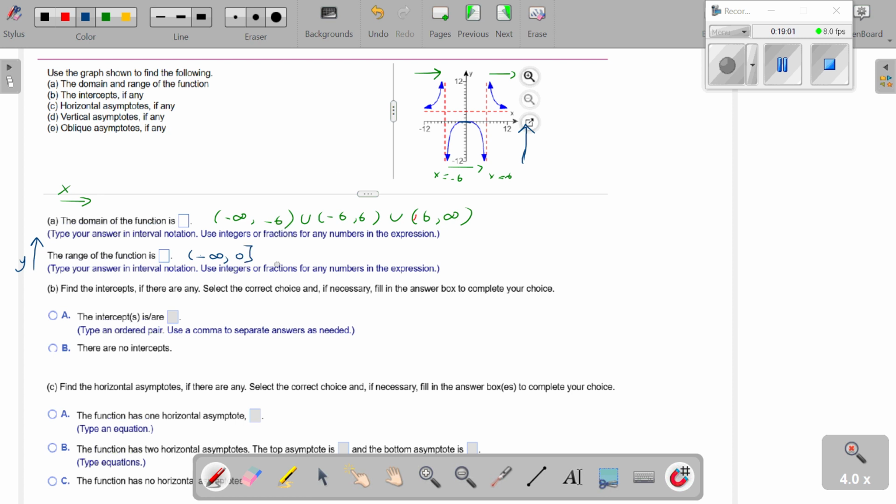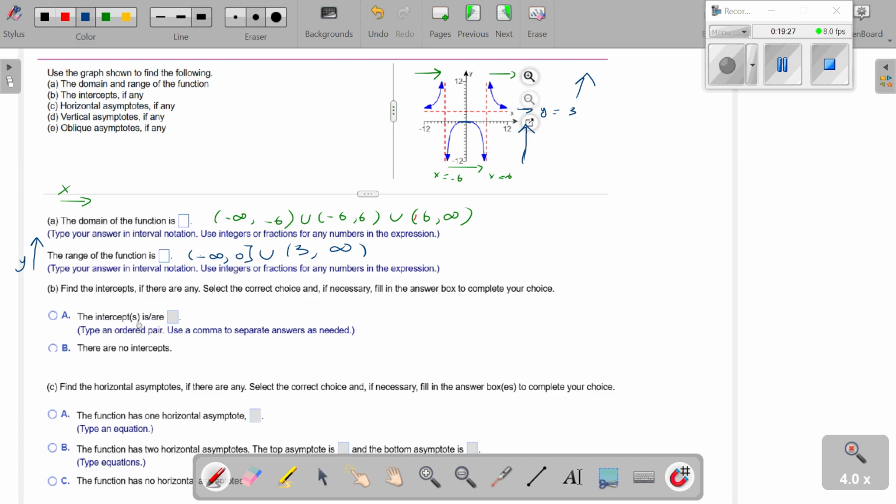So I use a bracket. And then the next part starts from the horizontal asymptote, which is at y equal to 3. So it starts from 3 and goes to infinity. It's going to continue. And 3 gets a parenthesis because we have an asymptote here.